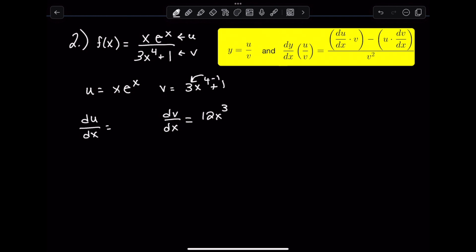12x cubed. But when we go to derive du dx, we notice that the derivative is not so simple because it's a product of two terms containing x. So therefore we need to use the product rule to define this, which you'll remember from the previous video in this playlist, and please refer to that video if you need extra examples on that. But if we remember from the previous video, the product rule is defined as follows.